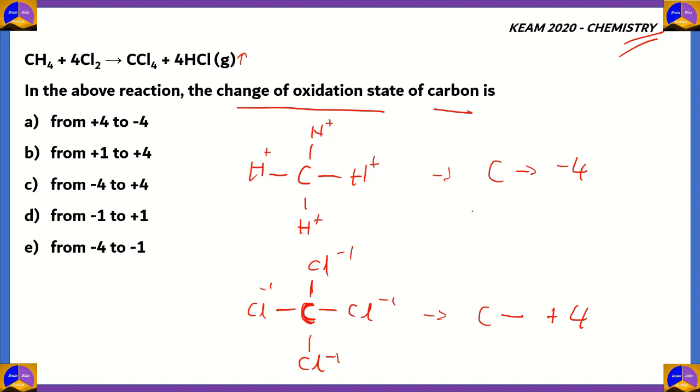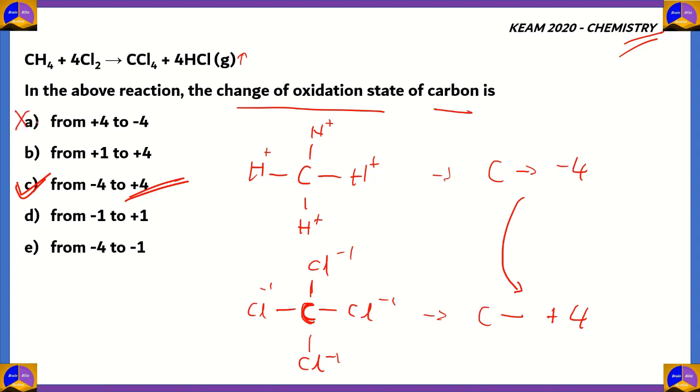So as you can see, from CH4, where carbon had an oxidation state of -4, we have moved on to CCl4, where carbon had an oxidation state of +4. So therefore, option C, from -4 to +4, is the correct answer.